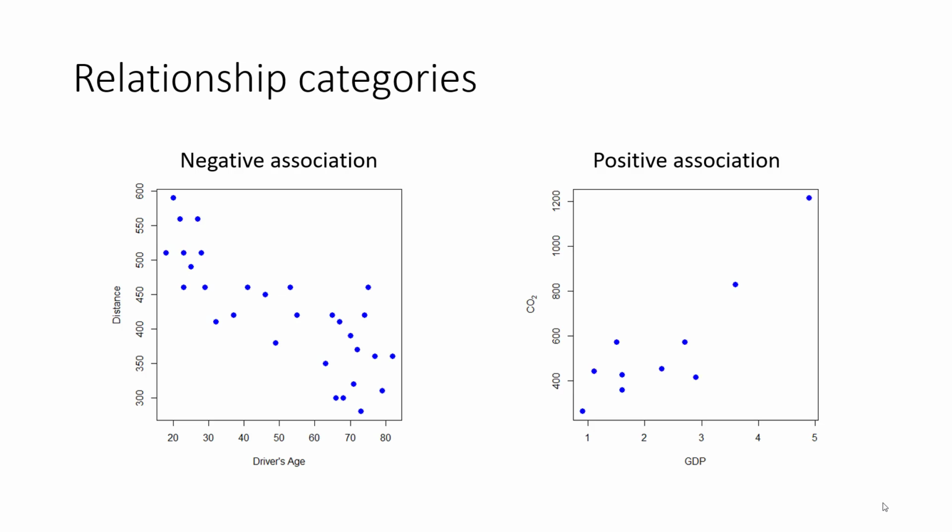On the contrary, this scatterplot shows the GDP and carbon dioxide from 10 countries. A country with a greater GDP tends to emit more carbon dioxide. Therefore, there is a positive association. It makes sense because when GDP is greater, there are more economic activities, which leads to more fossil fuel burning and therefore more carbon dioxide emission.